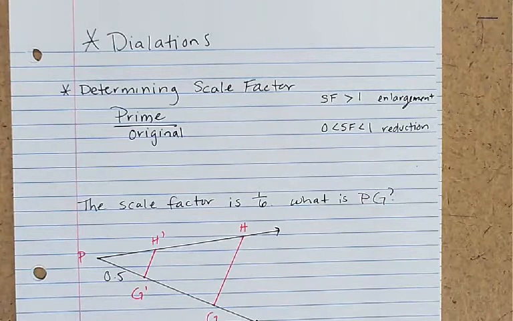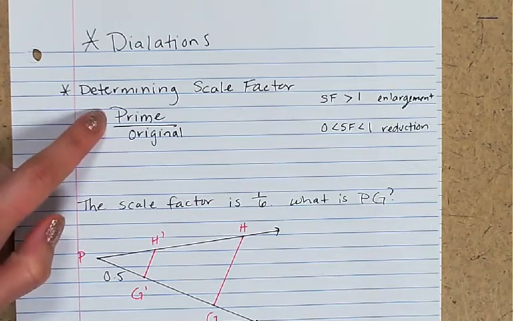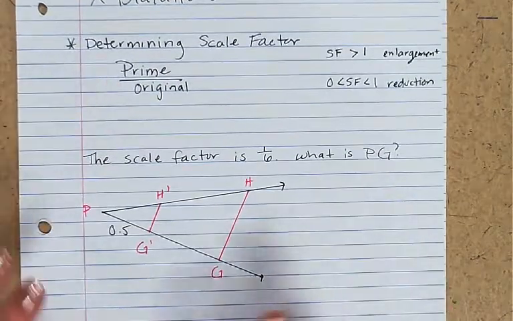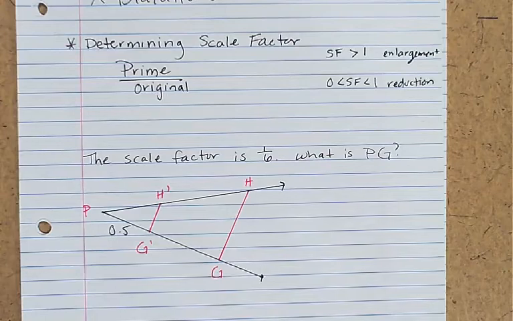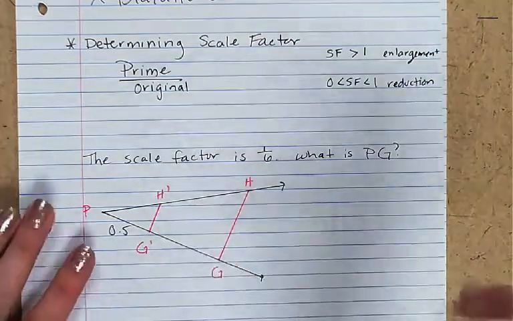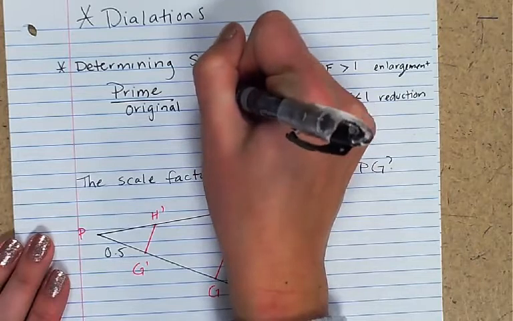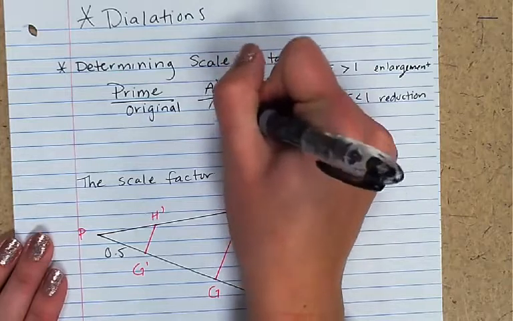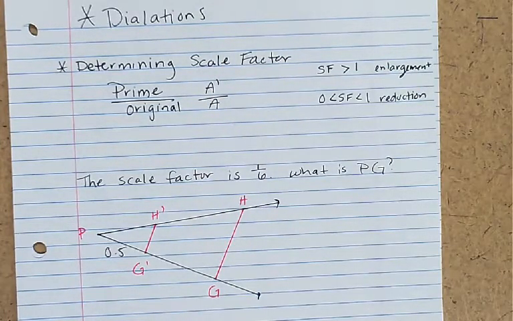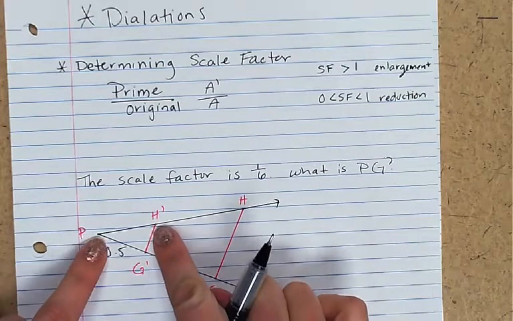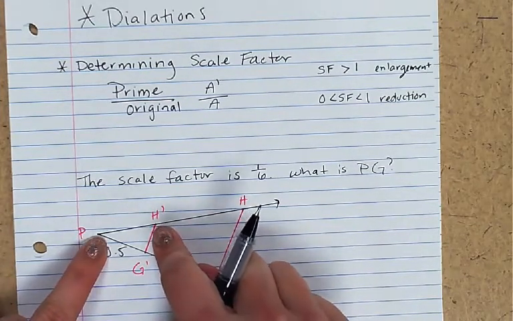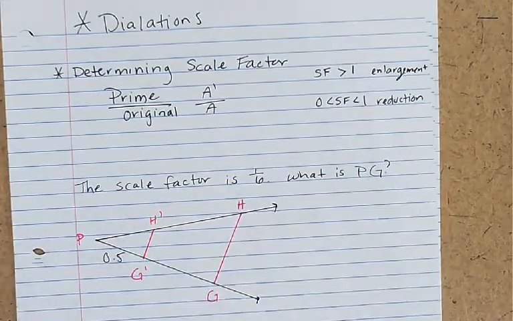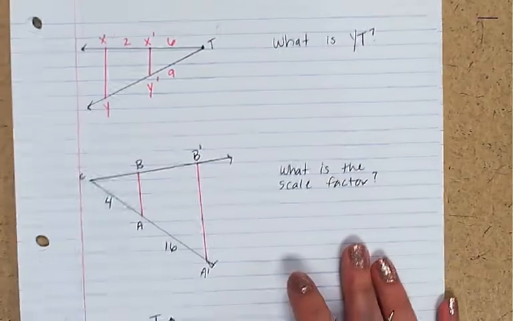So to figure out what your scale factor is, you do the prime distance over the original distance. So for example, here, if I had enough information, remember to denote the prime, it has a little apostrophe on it. So you do that distance over the original distance that has no apostrophe on it. So here I would do the P to H prime distance on top, the prime distance, over the original P to H distance. So I'm going to skip this example for 1 second. We're going to come back to it.